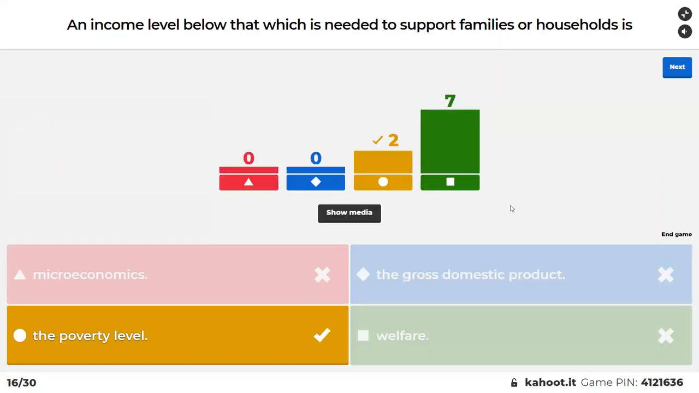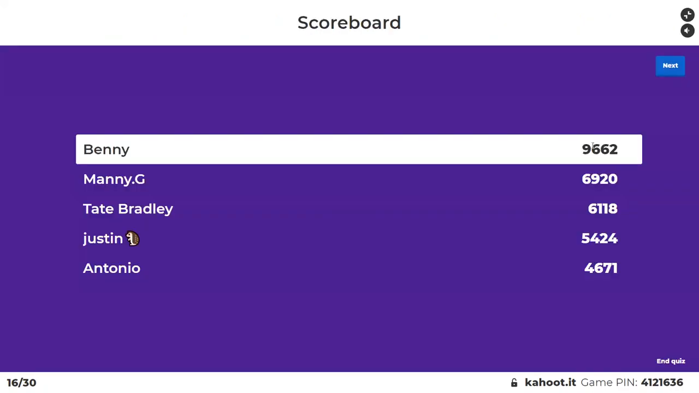Good. Poverty level. Poverty level is the minimum, right? The floor at which we want people in our society to be. Generally, those people that are in danger of falling below the poverty level are given sources of welfare. So hopefully that's why those in green chose that.